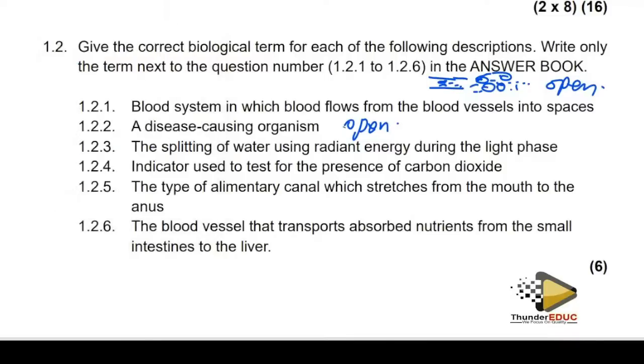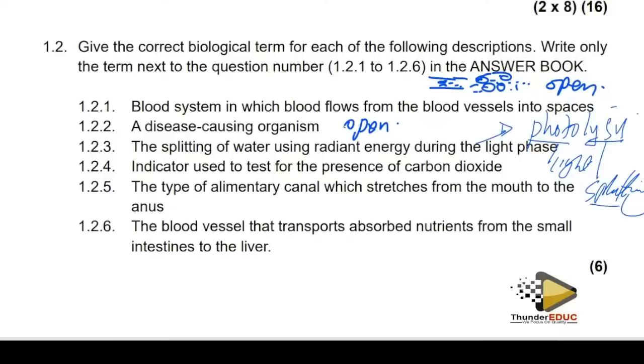The next question is saying that the splitting of water using radiant energy during light. I was emphasizing this when I was teaching. This is called photolysis. Why do we call it photolysis? It's because photo means light, and lysis means splitting. So the breakdown of this water molecule is called, in science, photolysis.